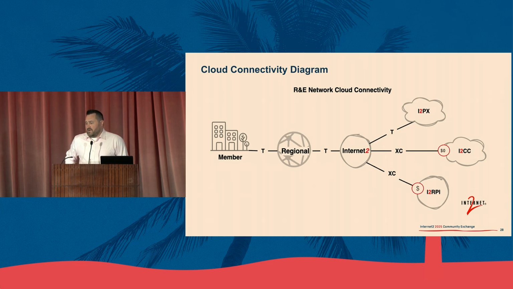The third methodology is leveraging our I2 RPI, or Rapid Private Interconnect building block, and that's for folks that have a need for a 10 gig or 100 gig type dedicated connection to the cloud. And we do have a small fee for that you'll see next.